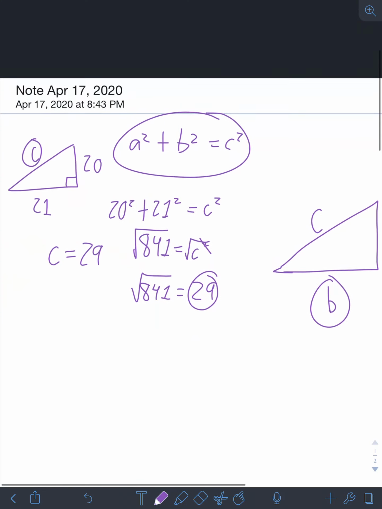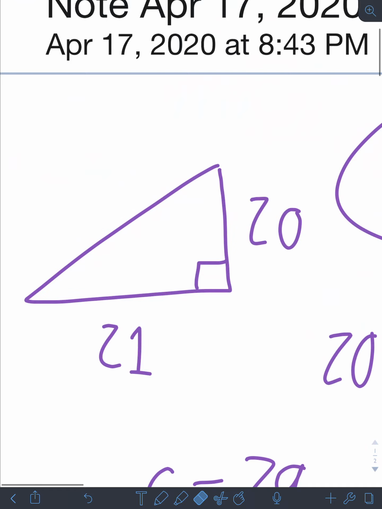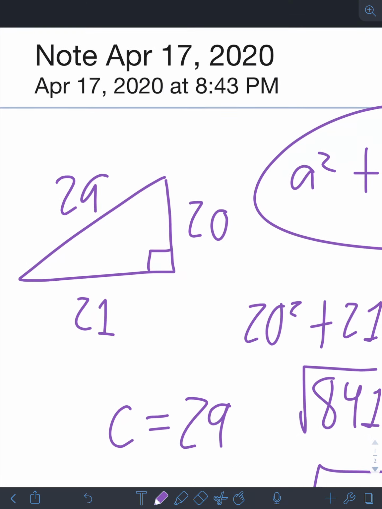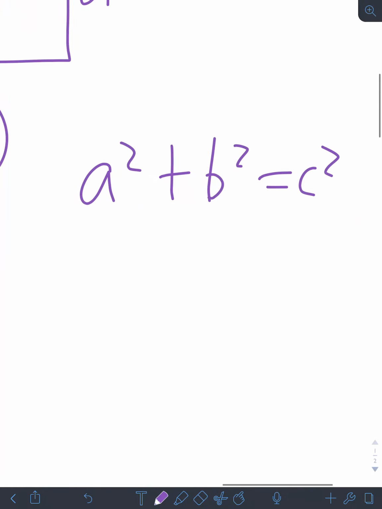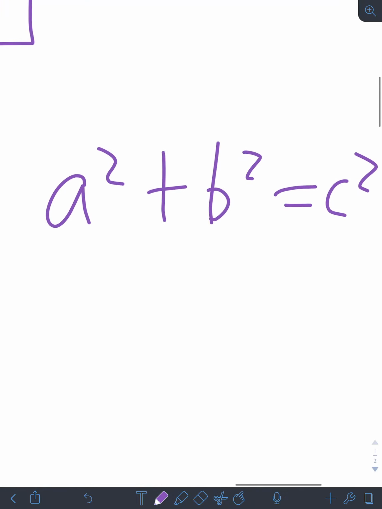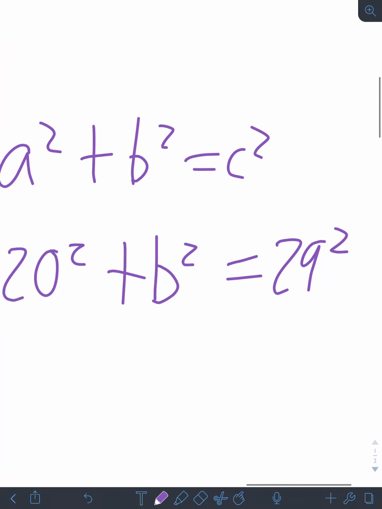So, we're just going to use this example from before. So our side c is 29, okay? So if we're going to use this equation here, that means we're going to have 20 squared, and then we're just going to keep this as b squared equals 29 squared. And then you're just going to solve from there.